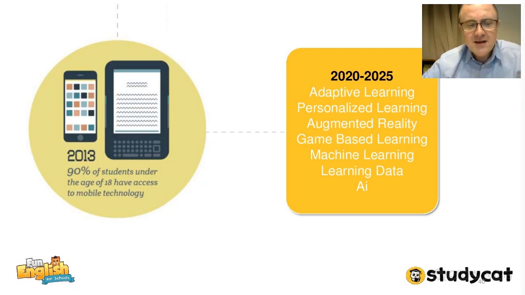So that's kind of like a history. What you'll notice is that the big changes in the future are not hardware, they're all software. People aren't trying to invent new cool toys anymore. They're trying to invent new cool software to change the way we learn.